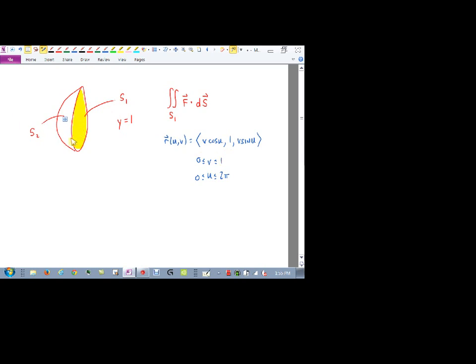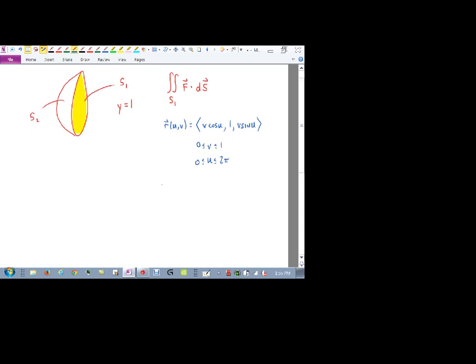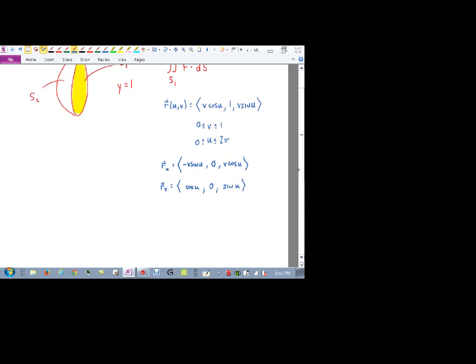So now what would I need to do in order to figure this out? I need partials. What's the partial with respect to u? Negative v sine u, 0, v cosine u. What's the partial with respect to v? Cosine u, 0, sine u. Y'all agree with that? What's their cross product?